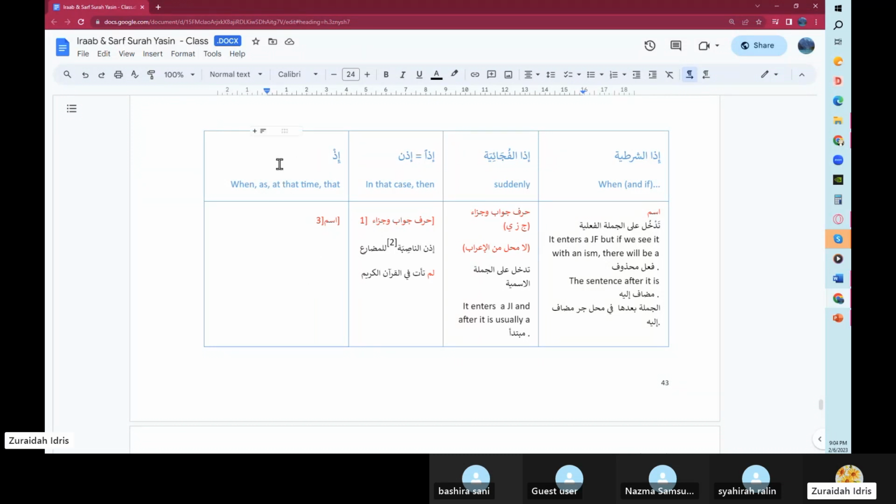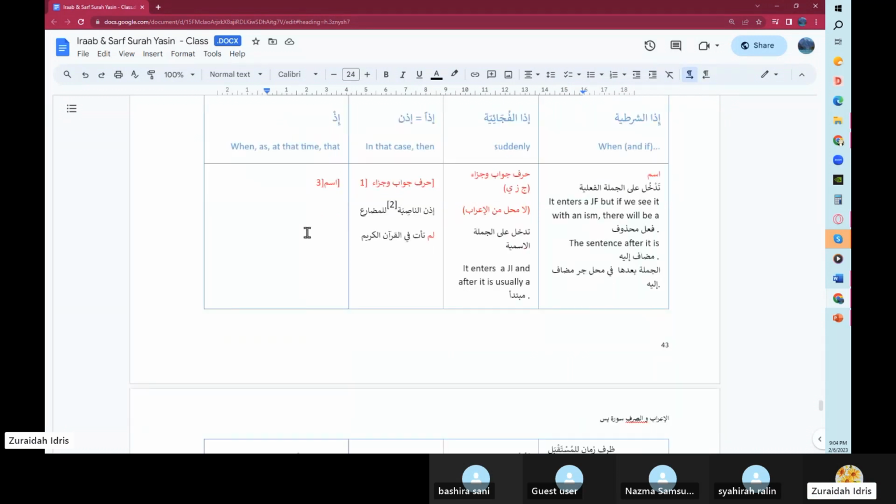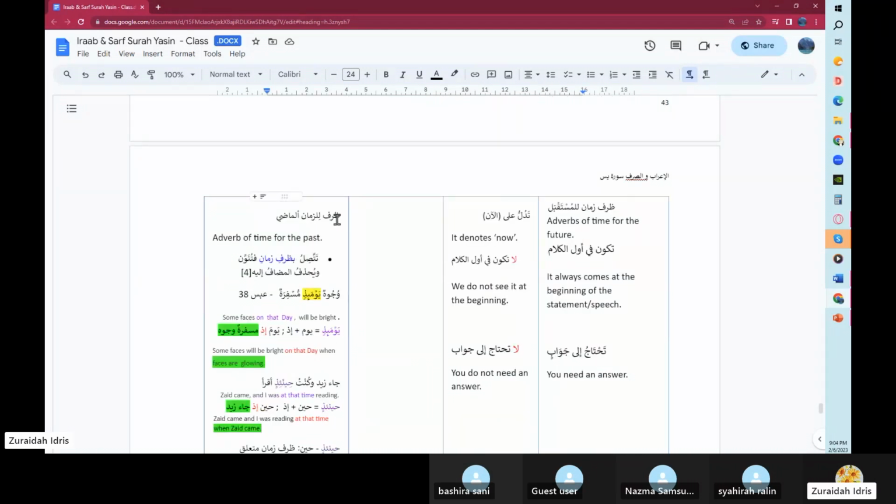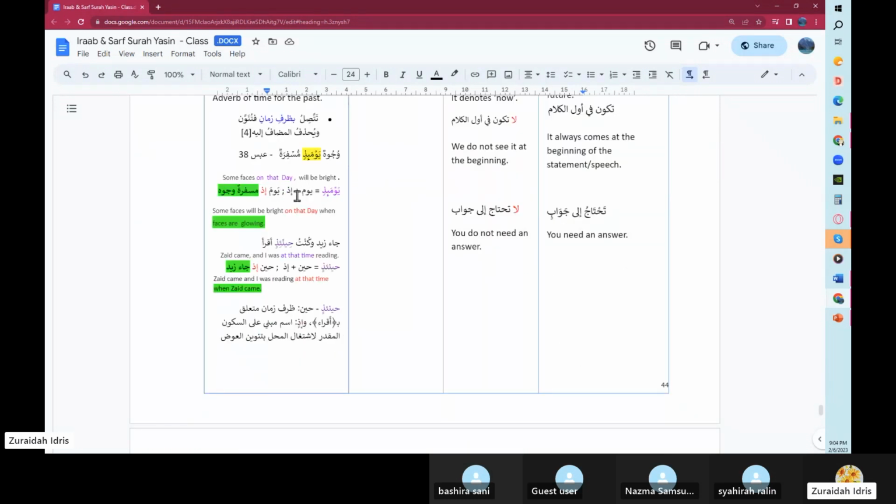Okay. So I'm now in this 4th column, and we're talking about idh, which is one of the zurufs. Just like idha is an isim for shart, idh is also an isim, but for time. So it talks about the past. When you translate it, it's usually in the past tense, even for something that's going to happen in the future, like for example, the day of judgment.